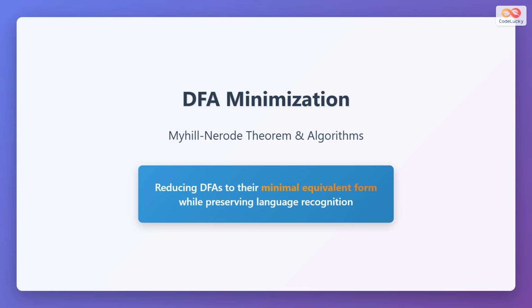This video will cover the topic of DFA minimization, specifically focusing on the Myhill-Nerode Theorem and related algorithms. It explains the concept of reducing deterministic finite automata, or DFAs, to their minimal equivalent form, while ensuring that the language recognition capability is preserved.